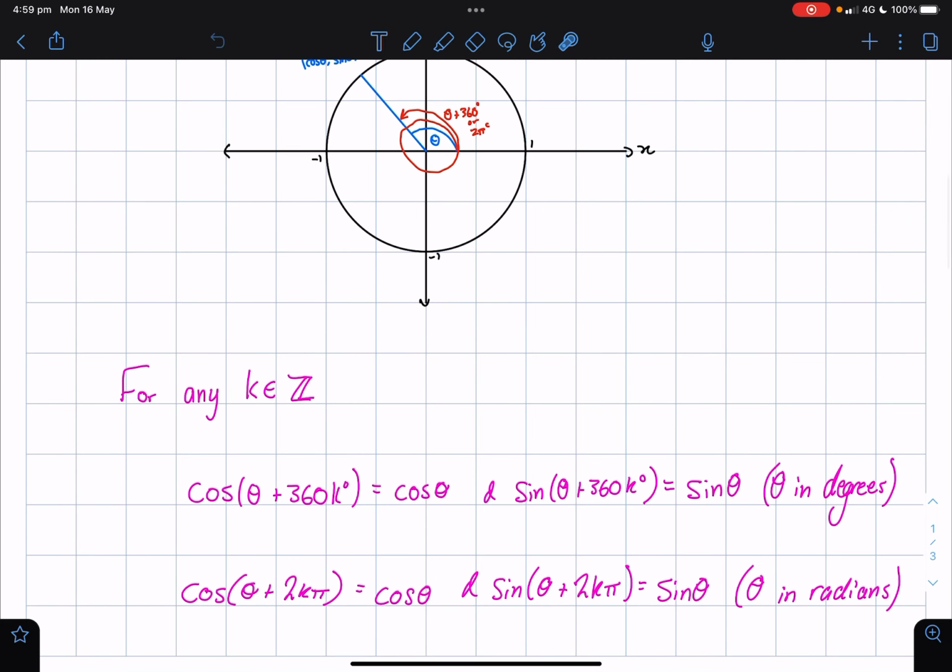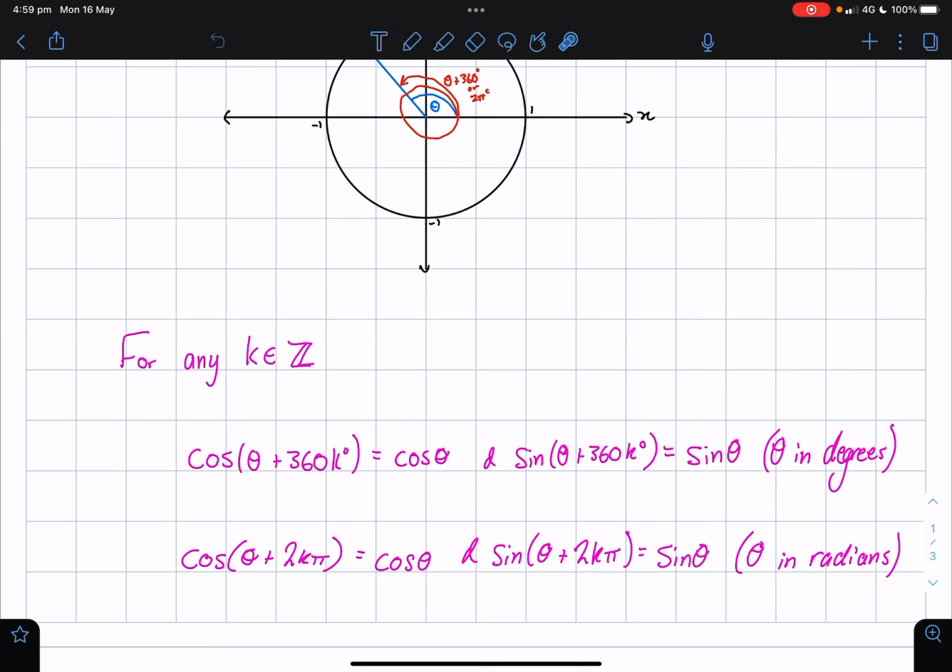Now, that's in degrees. In radians, it's the same thing, except instead of 360 degrees, we have that factor of 2 pi. So same result, except we're now using 2 pi instead of 360 degrees.